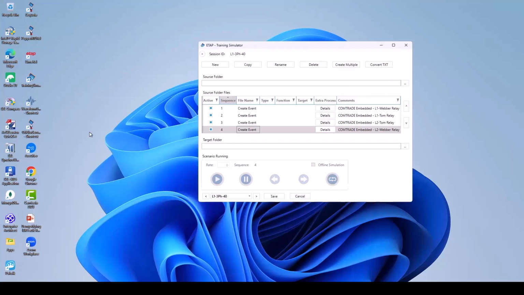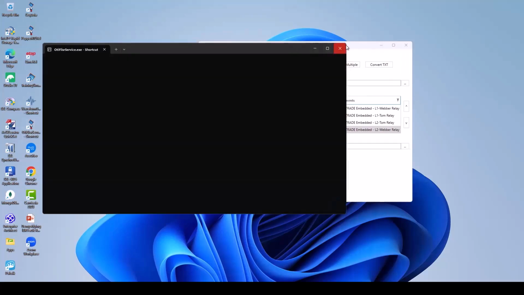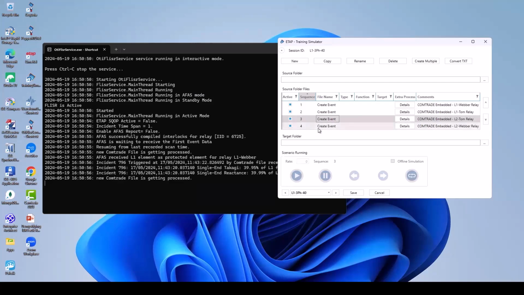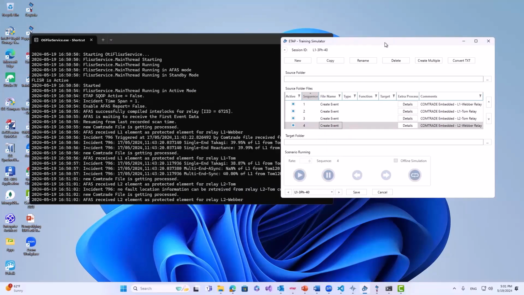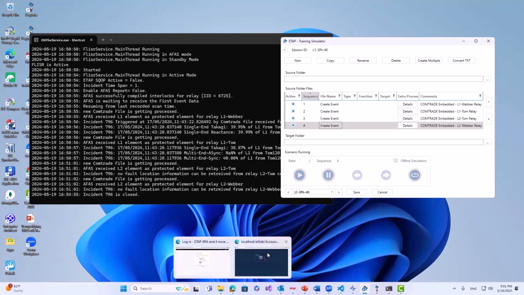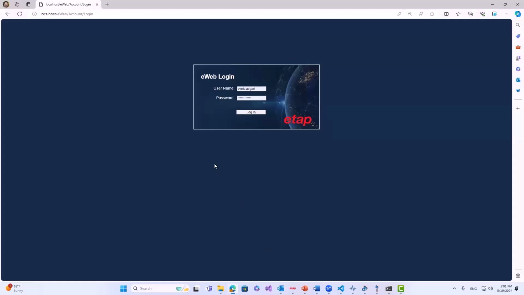Now I'm going to go ahead and run the AFAS service engine and send the COMTRADE files to the AFAS engine. So I'm going to send COMTRADE files one by one. And as you can see, the AFAS engine creates incident number 796 at this timestamp, and it provides brief fault location results in the app console. Detailed fault analysis results will be available in a web interface called eWeb.